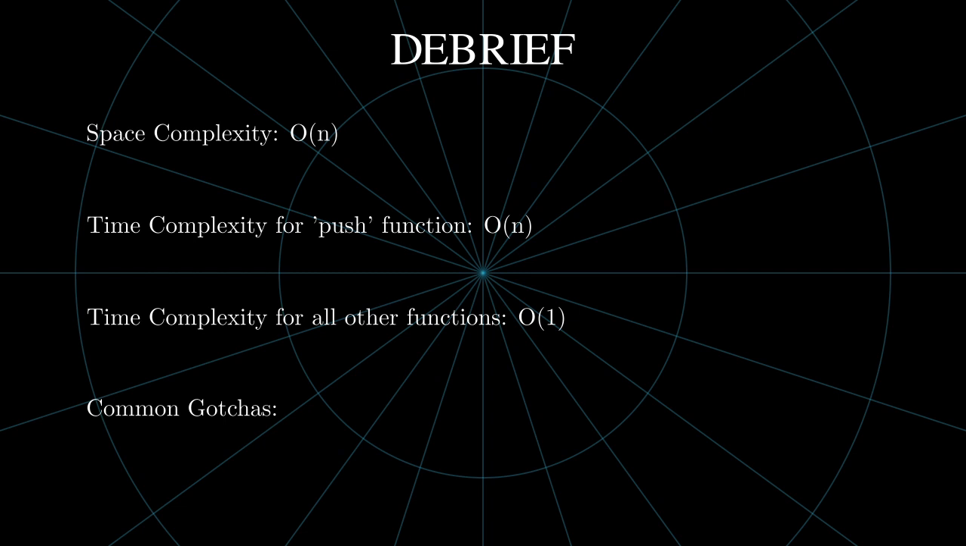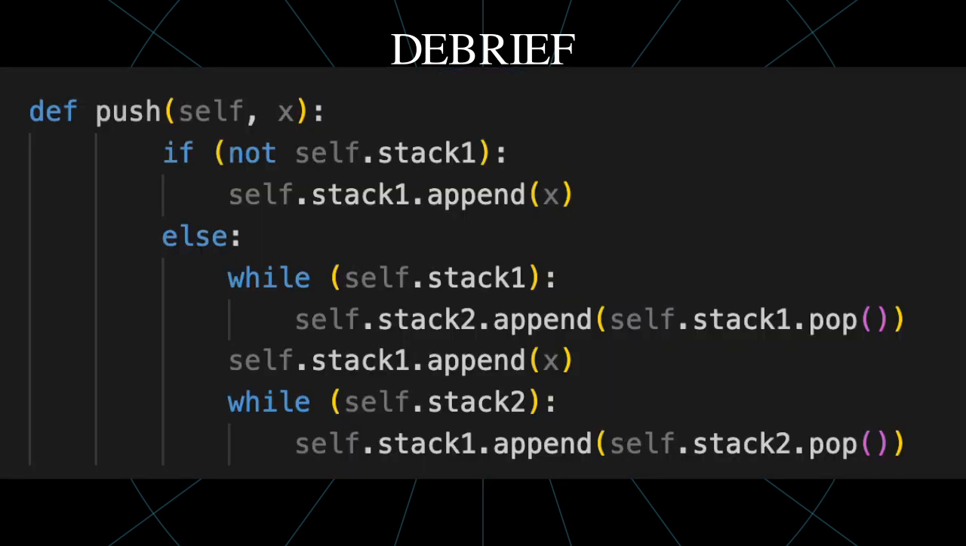The common gotchas are the following. For this one, most of the code is pretty straightforward, but when you're implementing the push function, make sure you're performing the while loop only when the stack is not empty. Then ensure you actually push the x value in before bringing everything back in.